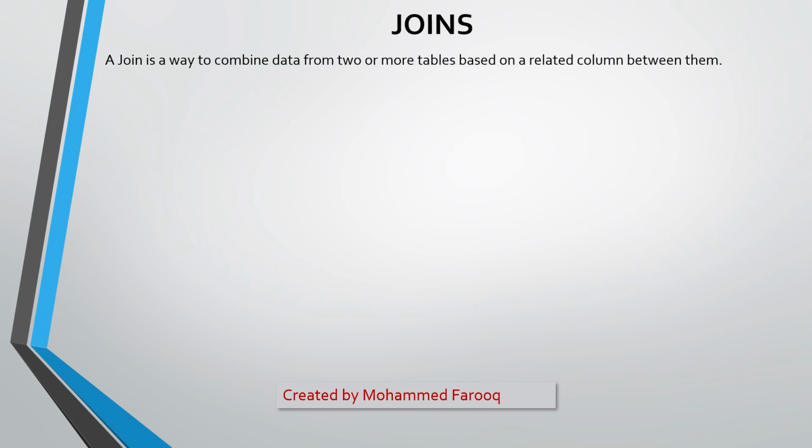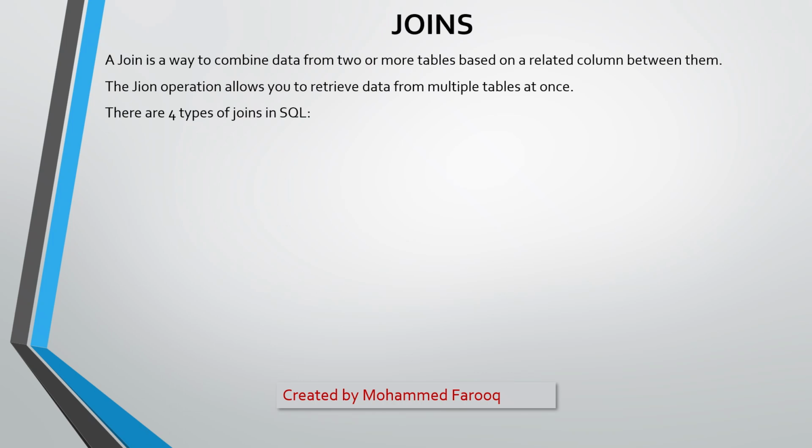Joins. A join is a way to combine data from two or more tables based on a related column between them. The join operation allows you to retrieve data from multiple tables at once. There are four types of joins in SQL.